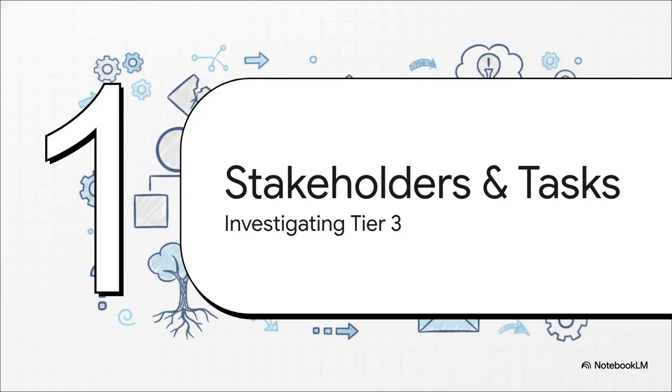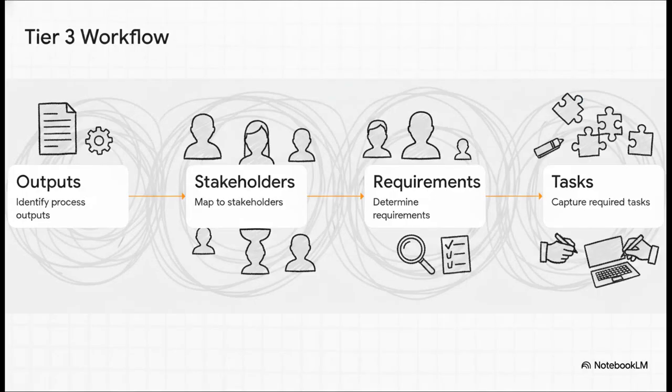Now we peel back to Section 3. Stakeholders, outputs, and tasks, investigating EPPI Tier 3. Down in Tier 3, we're looking at the specific workflow. And you have to remember this golden rule. An output is just an input downstream. A drafted report becomes the input for a manager's review.